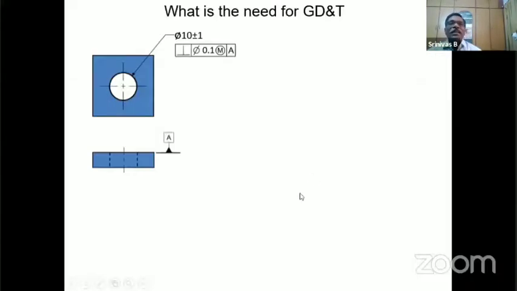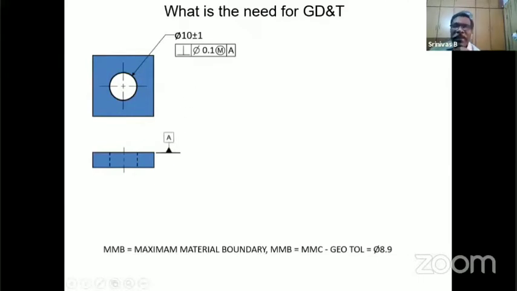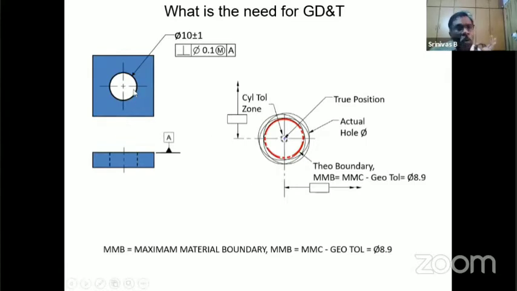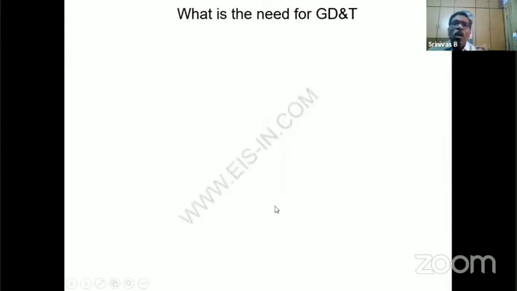Now, please see, ladies and gentlemen, the MMB is 8.9 for the hole. The meaning is this hole can only receive a pin of 8.9 in all circumstances, whether the hole is small or big. Whatever it is, this would be capable of clearing a pin whose size is 8.9. Here, the MMB calculation is like this: MMC minus G tol, that is 8.9.